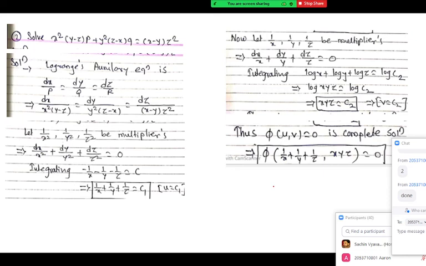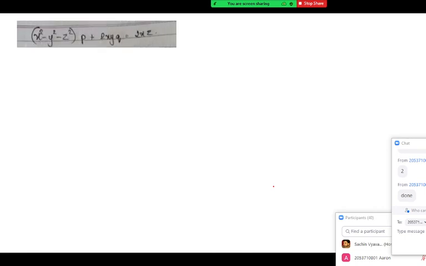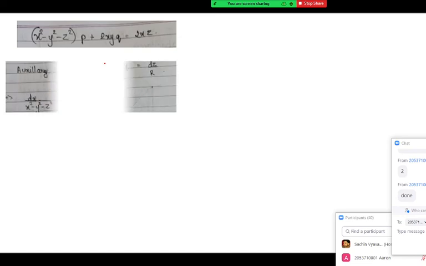No? So I'll show you one more question, one last question. The question is on the screen. x square minus y square minus z square into p is equal to 2xy q is equal to 2xz. Let me show you the auxiliary equation here. The auxiliary equation is dx upon x square minus y square minus z square, dy upon 2xy, and dz upon 2xz. Now you tell me at least one solution.